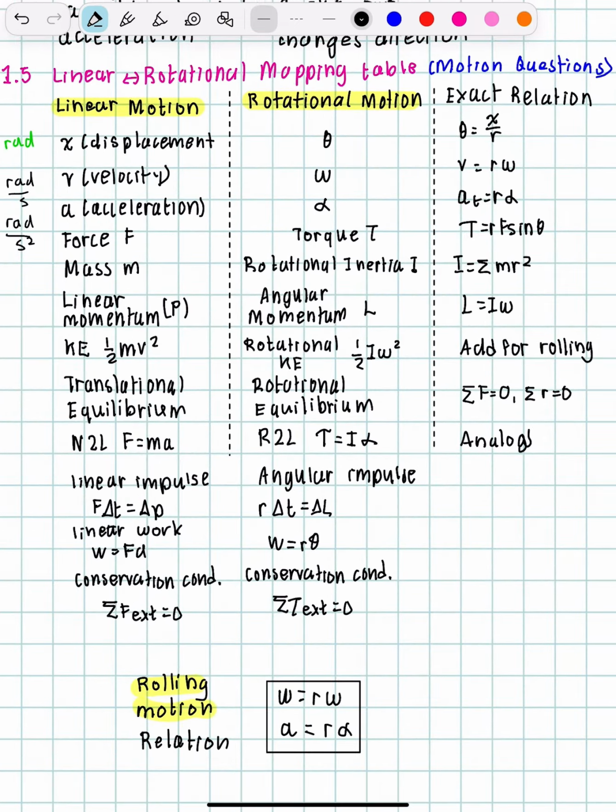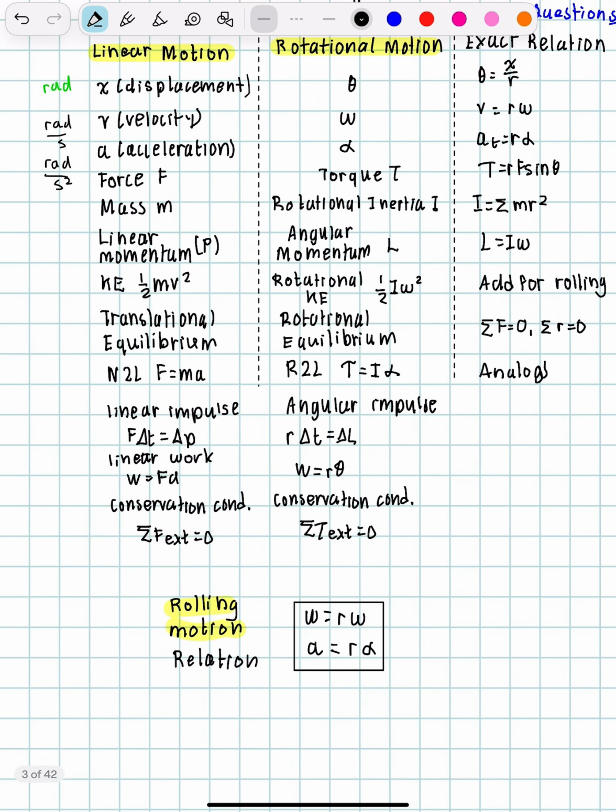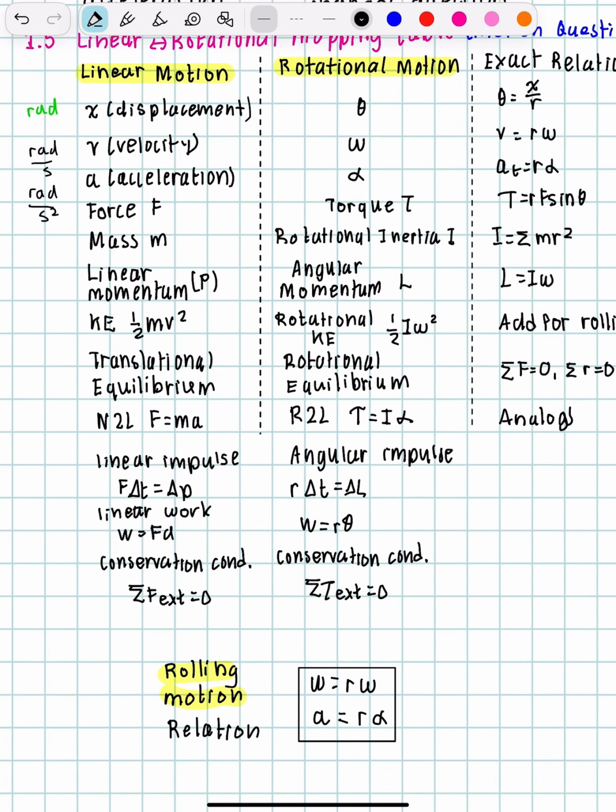Now, let's continue on. Here's a table that represents the linear versus rotational conversion. We see linear motion versus rotational motion. We have x for displacement, v for velocity, a for acceleration, force F, mass m, linear momentum p, kinetic energy 1/2 mv squared, translational equilibrium, Newton's second law as F equals ma, linear impulse as F delta t equal to delta p, linear work, which is W equals Fd, and the conservation condition of the net force equaling 0.